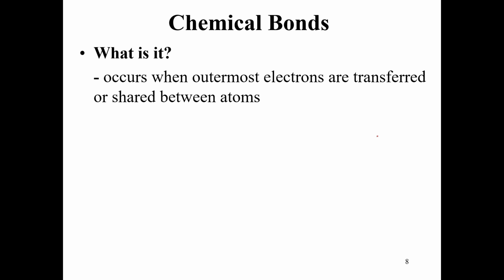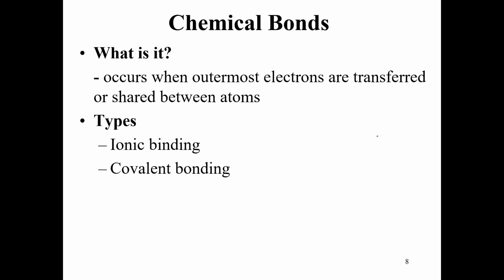Next, we have our chemical bonds. What are the different types of chemical bonds? A chemical bond occurs when the outermost electrons are transferred or shared between atoms. If there is a movement of electrons between atoms, a chemical bond will form. We have two main types: ionic and covalent bonding.